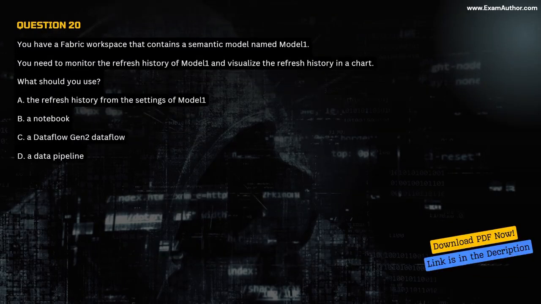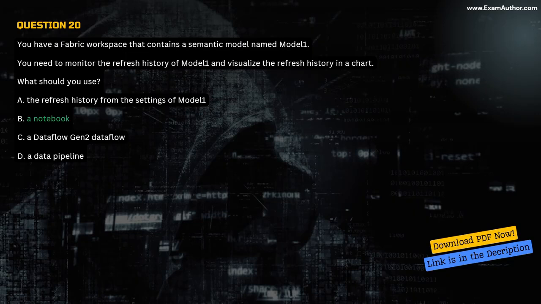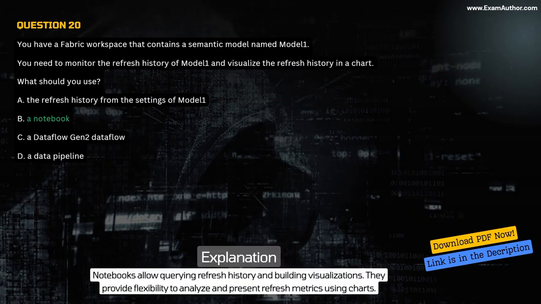Question 20. You have a Fabric workspace that contains a semantic model named Model 1. You need to monitor the refresh history of Model 1 and visualize the refresh history in a chart. What should you use? A. The refresh history from the settings of Model 1. B. A notebook. C. A Dataflow Gen 2 data flow. D. A data pipeline. Correct answer B. A notebook. Explanation. Notebooks allow querying refresh history and building visualizations. They provide flexibility to analyze and present refresh metrics using charts.